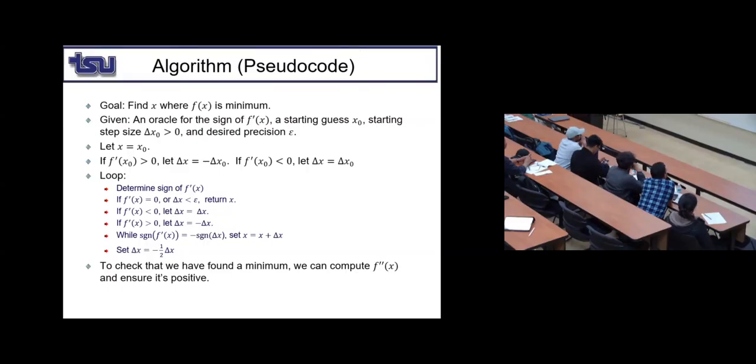I apologize. When I wrote this up, I realized now I was slightly redundant between what I did up here and what I did down here. It's the same logic here. If the derivative is negative, you want to increase your input. If the derivative is positive, you want to decrease your input.